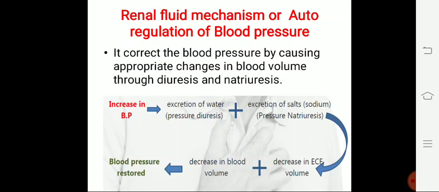The renal body fluid system corrects the blood pressure by causing appropriate changes in blood volume through diuresis and natriuresis. Diuresis means the excretion of water; natriuresis, excretion of the salt or the sodium. When the blood pressure rises too high, the kidney excretes an increased quantity of sodium and water because of the pressure natriuresis and diuresis respectively. As a result of increased renal excretion, the extracellular fluid volume and the blood volume both decrease until blood pressure returns to normal and the kidney excretes a normal amount of the salt and the water.